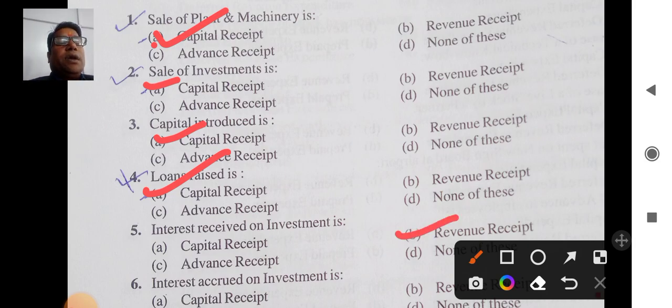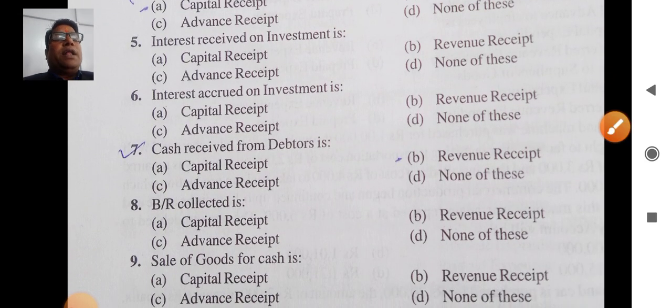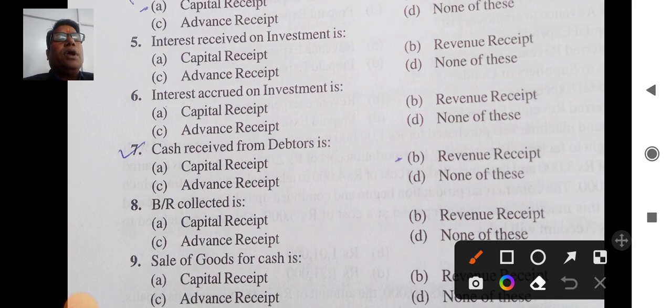Next question is interest accrued on investment. So interest accrued means it would be received. However, its time is fulfilled but it is not received up to the date of accounts. So that will be accrued. In such a condition, it is considered as a revenue receipt, not a capital receipt. Sorry, question number 6, B will be the correct answer.